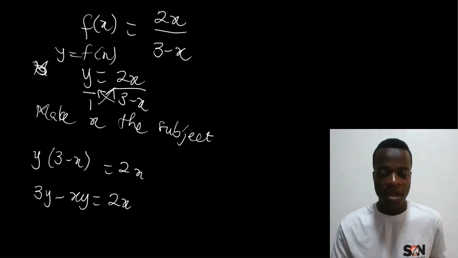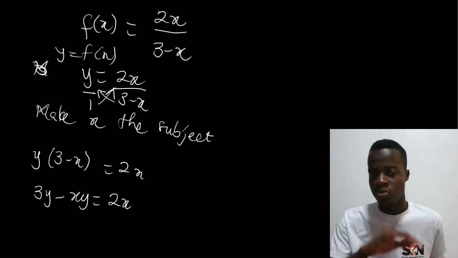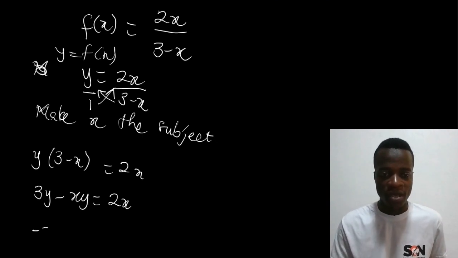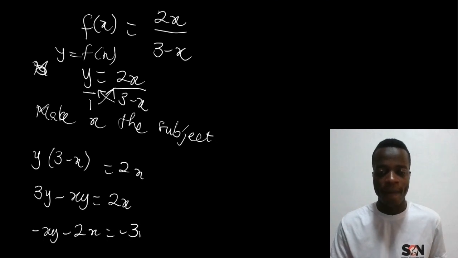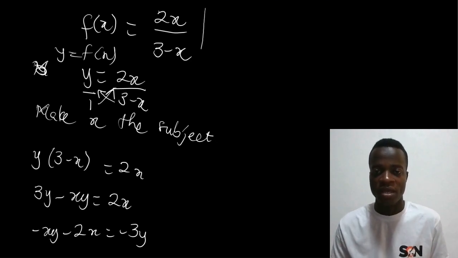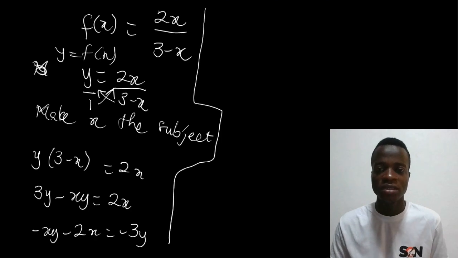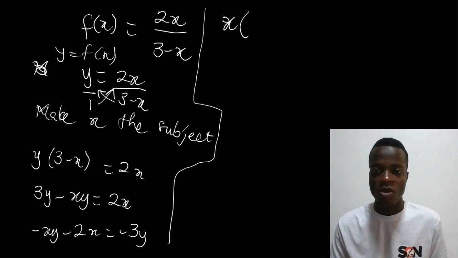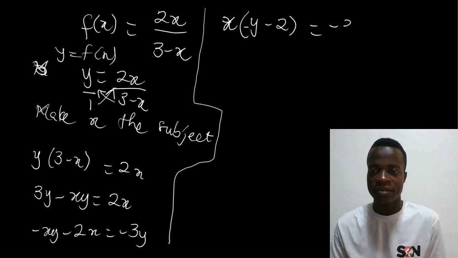Okay. So now I need to make all the x components on the right side, because that's what I want. So I'll put y here and put x on the other side. So negative xy is here, minus 2x is equal to negative 3y, because I want all the x components to be on the right side, and the y component on the left side. So let me clean this up. Let me factorize x out. So I have x multiplying y minus 2. So negative x times y minus 2 is equal to negative 3y.